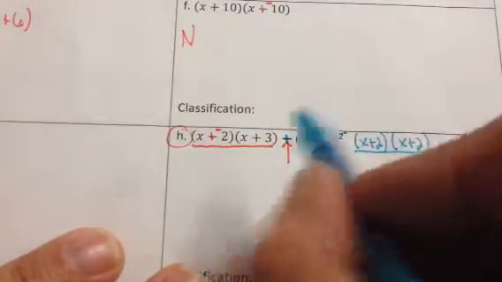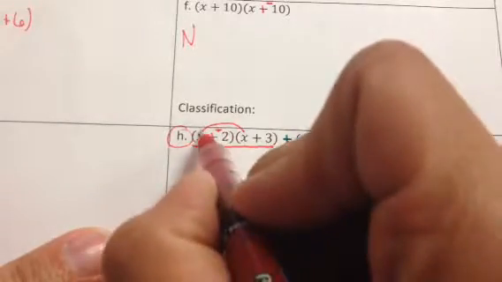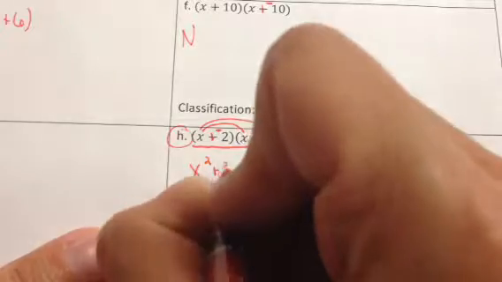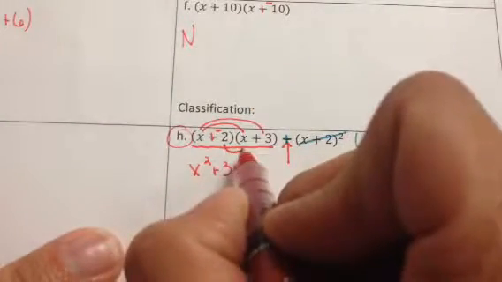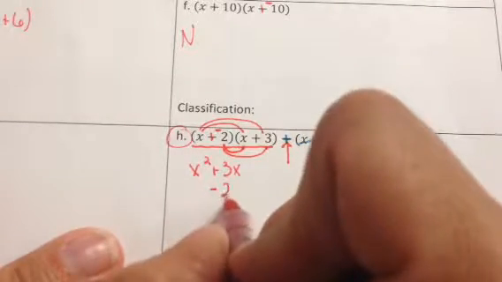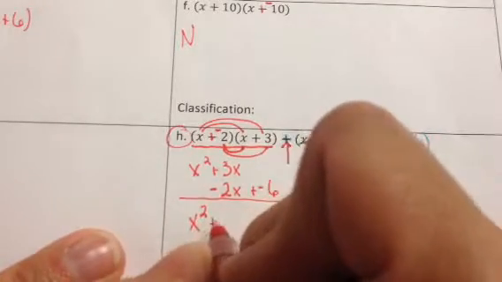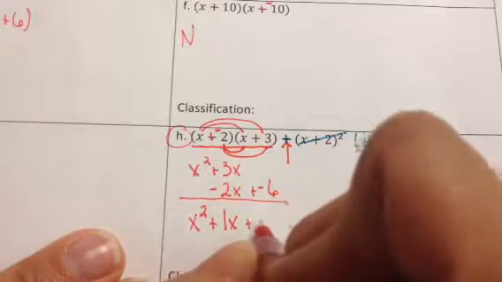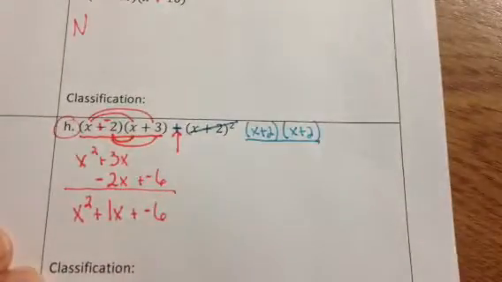So first, starting with these neighbors, I'm going to have x go and visit first. And I get x squared and a 3x. And then I'm going to have the negative 2 visit. So I'm going to get a negative 2x and a negative 6. So I'll stack the negative 2x here and put the negative 6 there. And when I'm done, the neighbors in red are x squared plus 1x if you want the 1 plus negative 6. Now I'm going to come over and let these neighbors meet first.